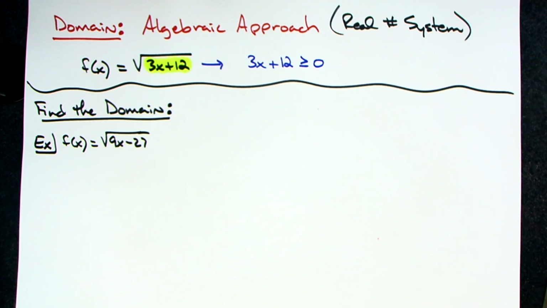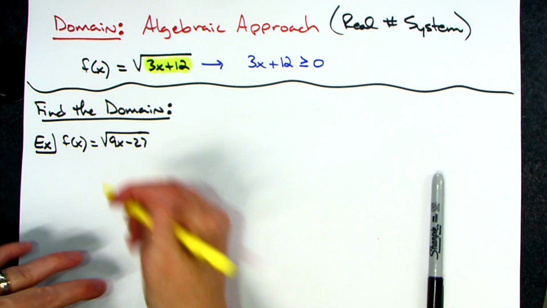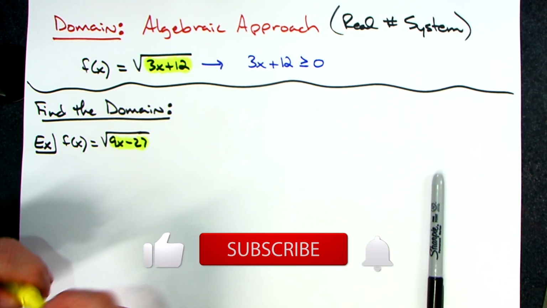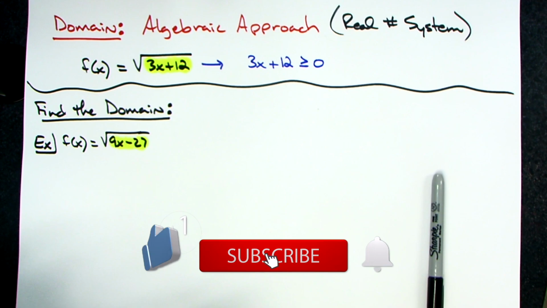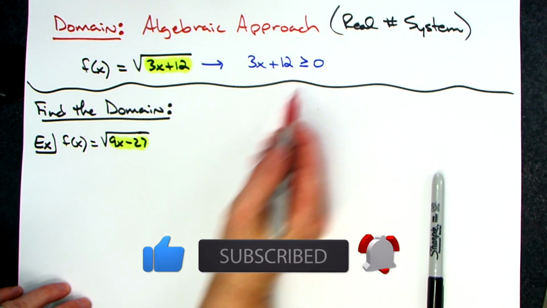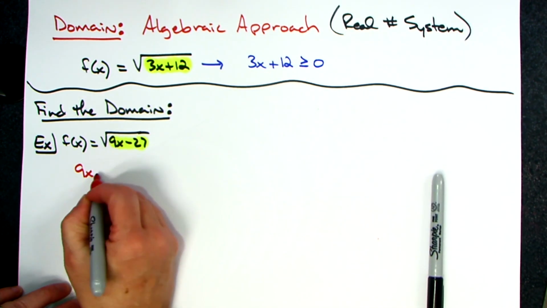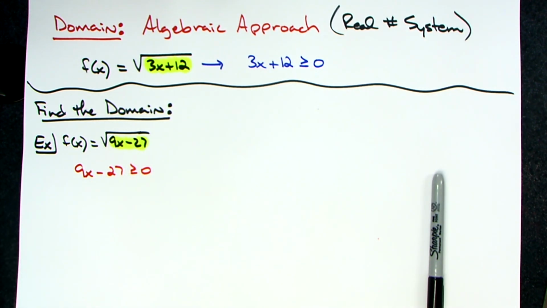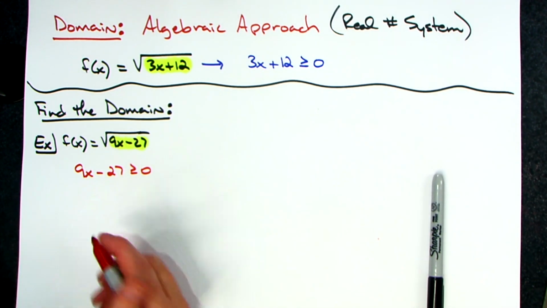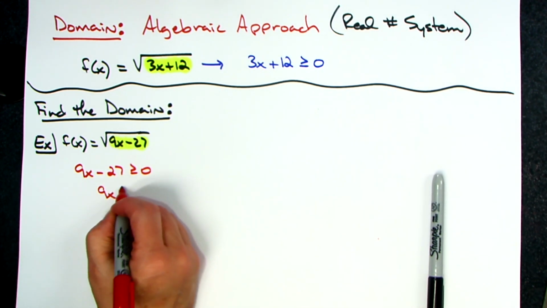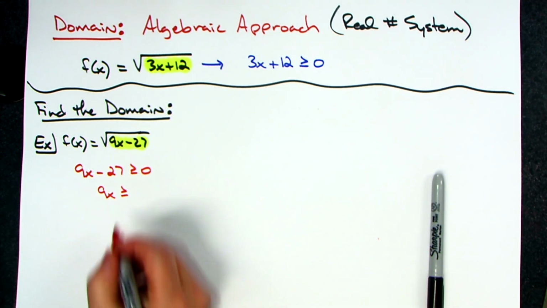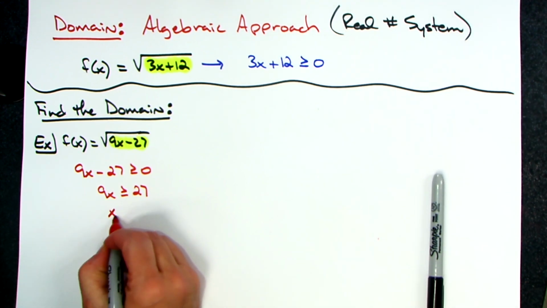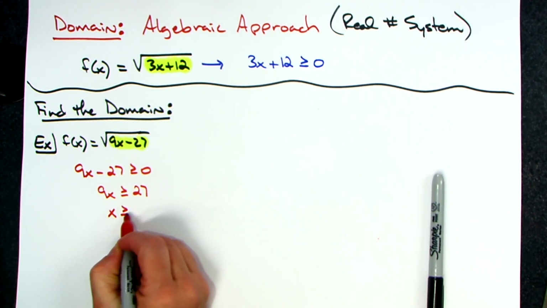With the algebraic approach, you're going to focus on what is underneath the radical, so that 9x minus 27. The only thing I'm going to do is set it greater than or equal to 0. So 9x minus 27 greater than or equal to 0. It should be a relatively simple inequality to solve. 9x is greater than or equal to, let's add 27 to both sides, a positive 27 over there. Then divide both sides by 9: x is greater than or equal to 3.